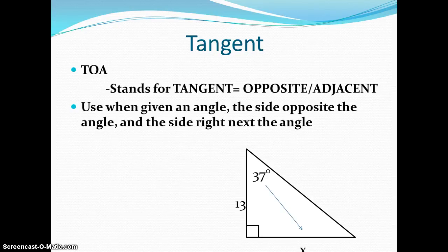We have our side opposite, which would be x, and we have our side that's adjacent, which would be 13, because it's right next to the angle and it is not the hypotenuse. So we're going to use the tangent to find x.